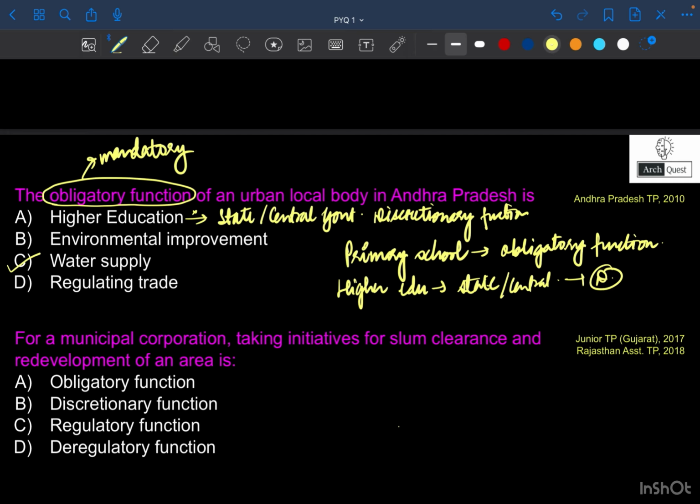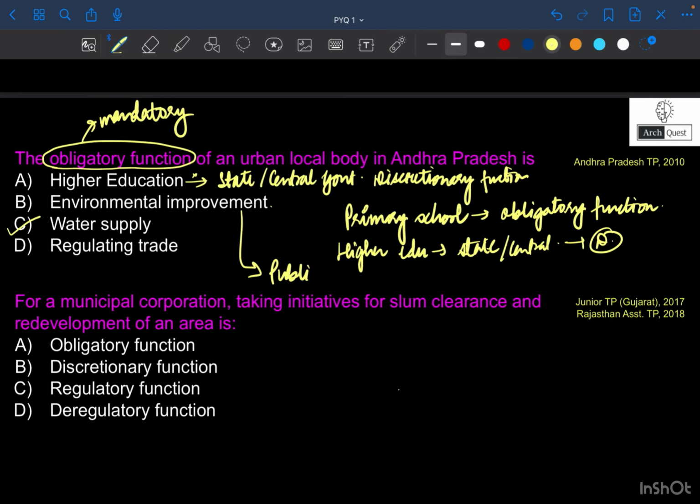Okay, so this is not the correct answer. Then comes environmental improvement. So see again, what did I say earlier, that obligatory matlab kya ki it is very important for the city to run. अगर environmental improvement, beautification नहीं करो तब भी city would work. It's not necessary, right? So ये भी discretionary function में आ जाता है. But अगर ये public health related होता, तो वो obligatory function हो जाता. Because if you're not looking after the public's health, how would the people live, right? So this is again a discretionary function.